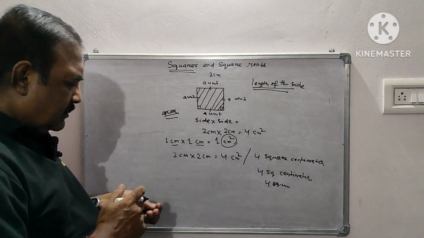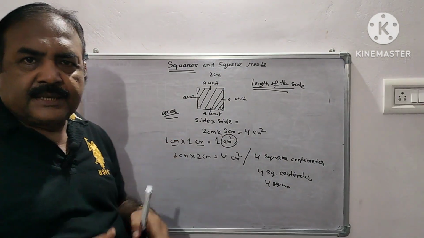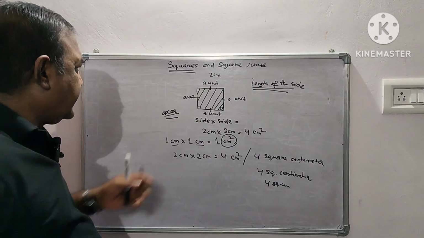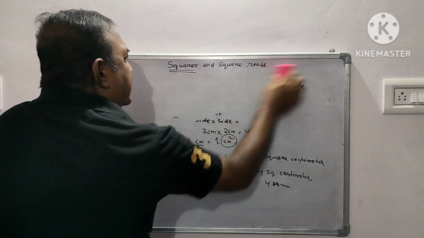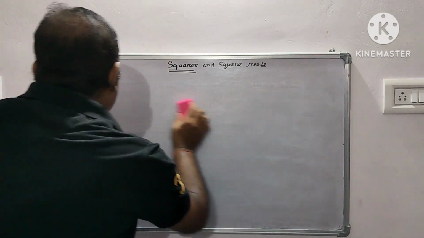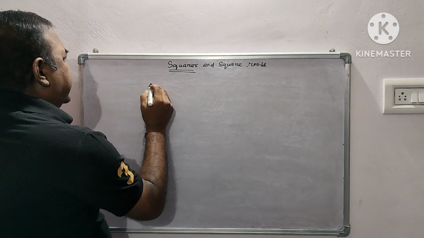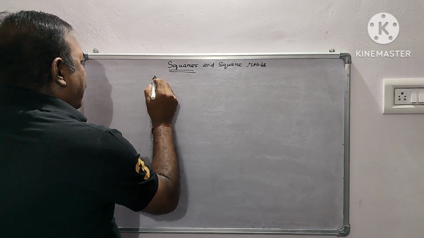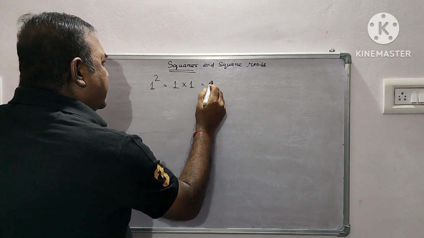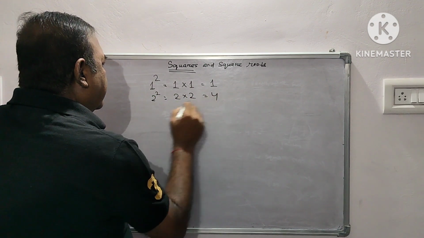Now we will take the square of a number, that is unitless. How will you represent this? You see, just like this, and we will see some interesting results. 1 square, that means 1 into 1, is equal to 1. 2 square, that is 2 into 2, is equal to 4.